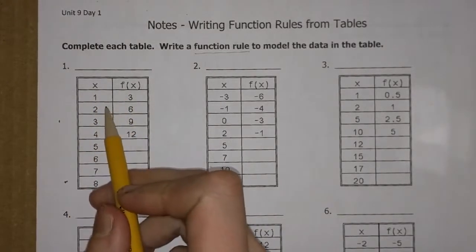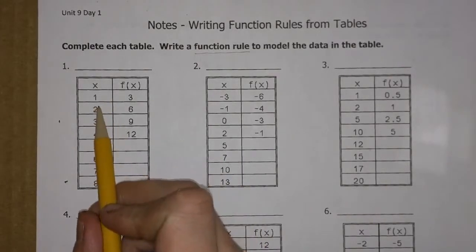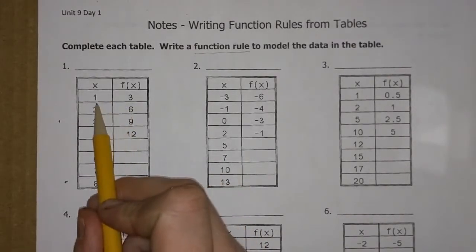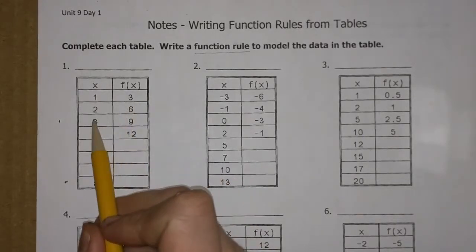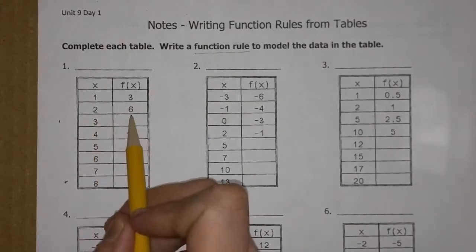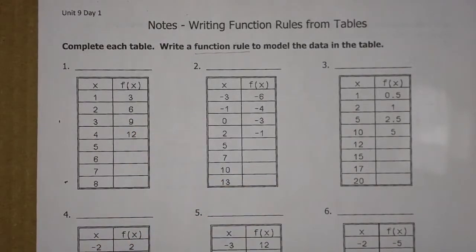Okay, so the first thing that I almost always try is, could I add this? So 1 plus 2 would give us 3, right? Let's see, will that work down here? 2 plus 2, will that give us 6? No, it won't. Okay, so now I might want to try, well, can I multiply something?